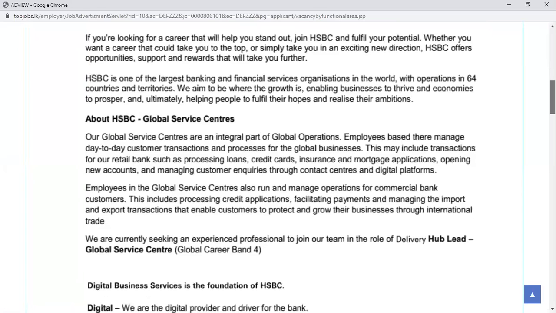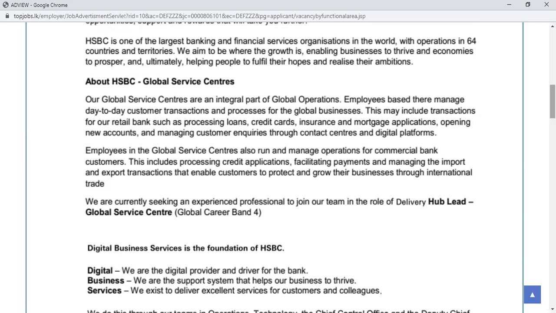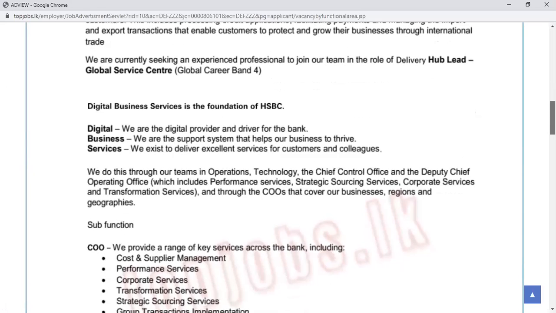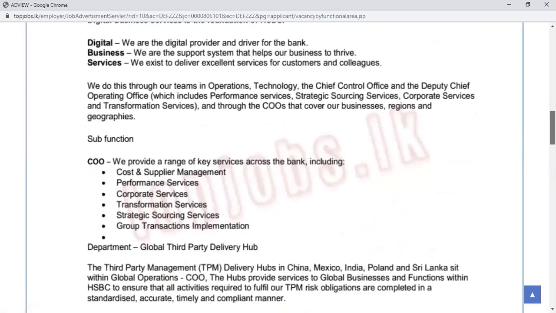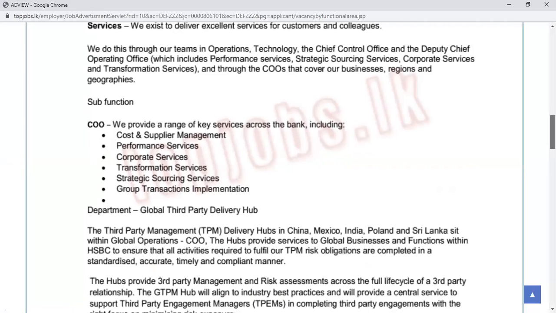Now they are giving this information about the company description and everything. Then they give our global service center, and the title of the organization. You can see this vacancy advertisement: Digital Business Services is a foundation of HSBC. Digital business means online business, helping businesses to thrive. Then what they expect is a position, sub-function, COO. We provide a range of key services across the bank, including cost and supply management, performance service, corporate service, transformation service, strategic sourcing. They are giving all the responsibilities.